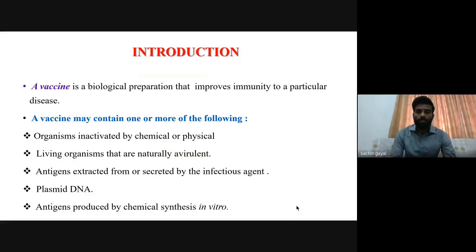Introduction. A biological preparation which improves the immunity against some particular disease is called a vaccine. It may contain inactivated organisms or living organisms, or antigen extracted from or secreted by an infectious agent, which means these are the subunit vaccines. Then plasmid DNA, which means that recombinant DNA vaccines are available. And finally, antigens produced by chemical synthesis in vitro.